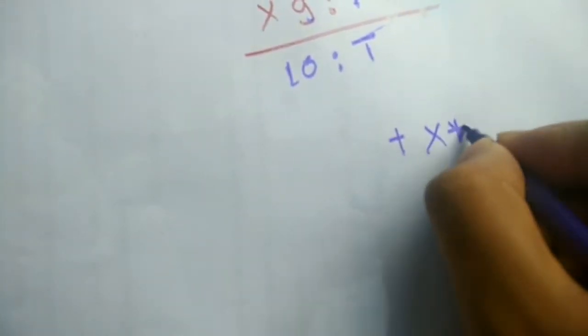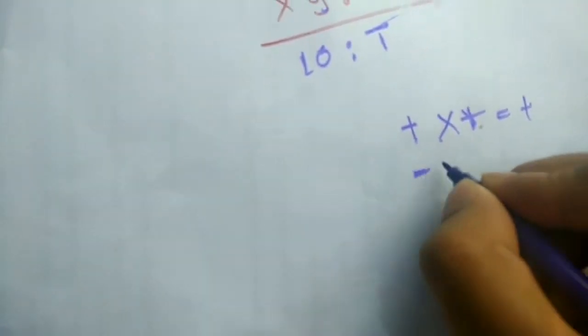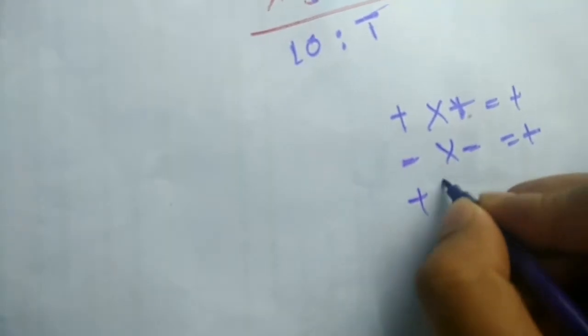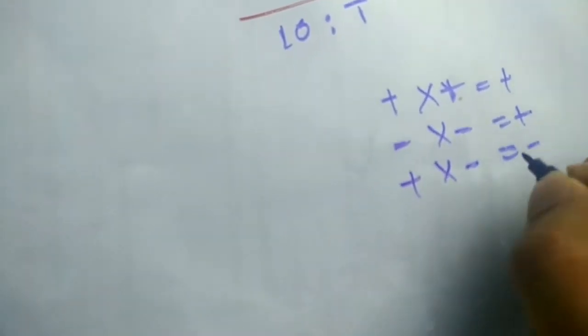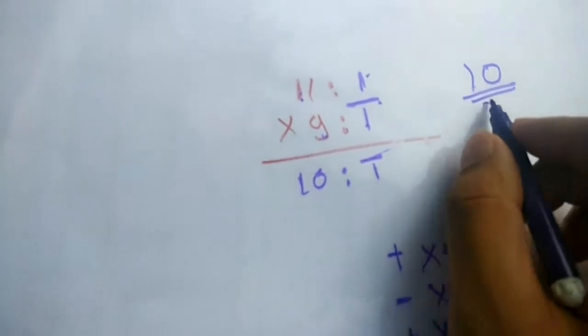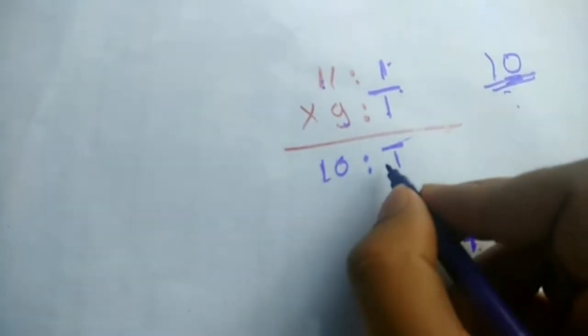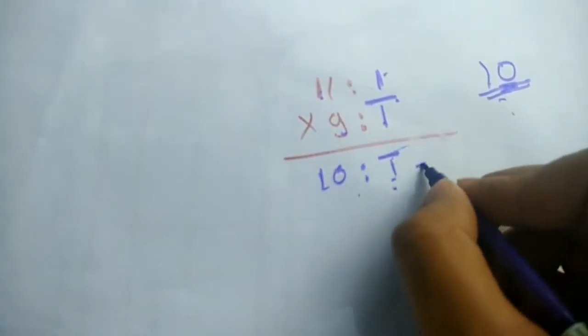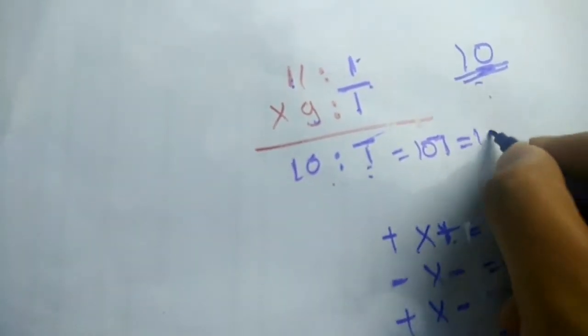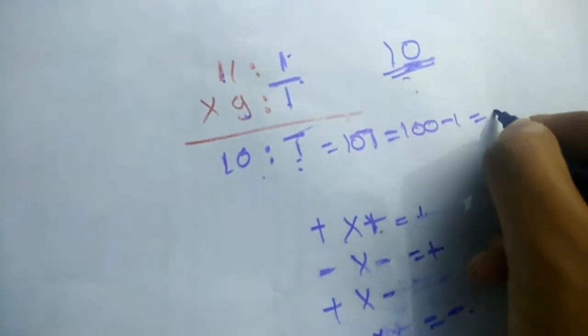Positive into positive is equal to positive. Negative into negative is equal to positive. Positive into negative is equal to negative. Negative into positive is always equal to negative. That is the sign convention. So we have 10 and 1 bar. What is the meaning of 10 1 bar? The meaning is 100 minus 1, that is 99.